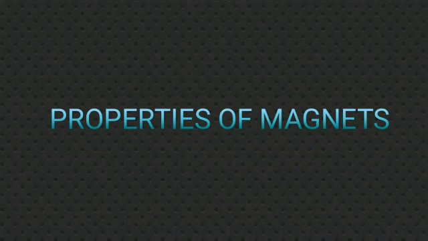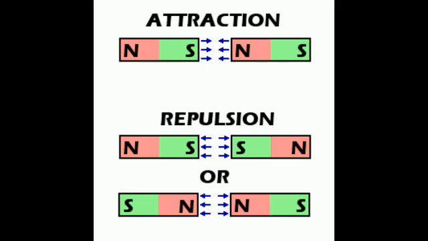Now, let us see the properties of magnets. Magnets have attraction or repulsion properties. Let us see that in detail. Take two similar magnets and place them in different ways as shown in the figure. First, take the north pole of one magnet near the south pole of the other magnet. So, they get attracted to each other.